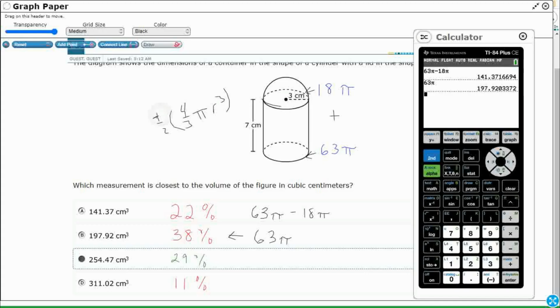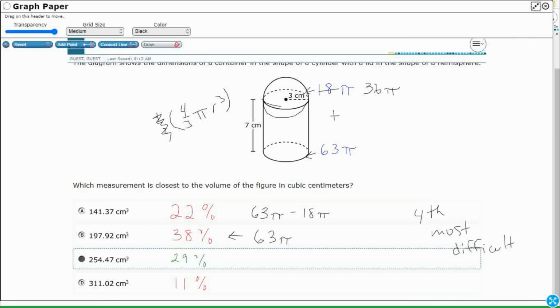Well, this is just the volume of an entire sphere. So what if students calculated the volume of an entire sphere? Well, we wouldn't have cut that in half. If it was an entire sphere, we wouldn't have cut it in half. It would have been 36 pi, right? So that's what this is. That's this 36 pi plus the 63 pi. And that's your 311. So this is a difficult problem.